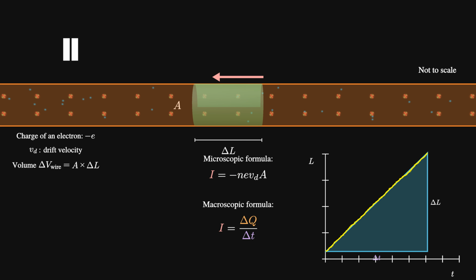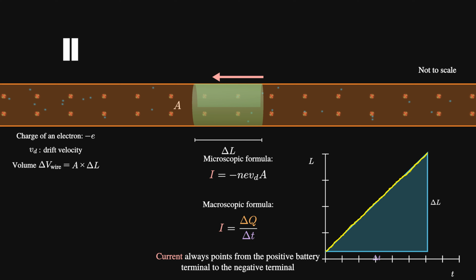Sometimes people just ignore the minus sign and use the magnitude of this expression, but you should always remember that current moves in the opposite direction to electronic motion. The current conventionally points from the positive terminal on the battery to the negative. This formula is useful because it allows us to figure out the drift velocity of electrons.